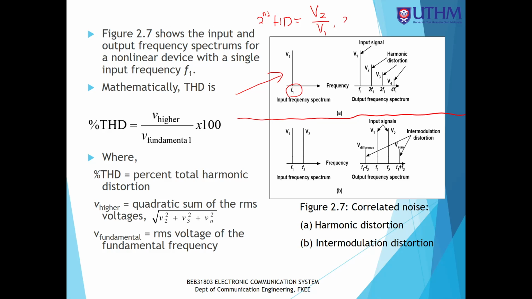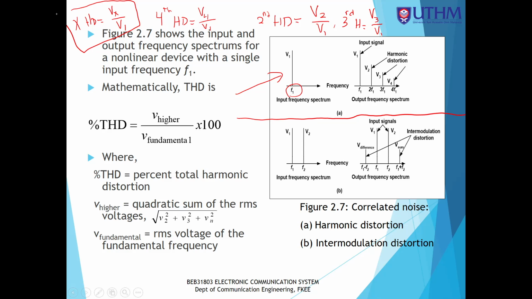So kalau 3rd order, 3rd HD is equal to V3 divided by V1. Sama juga kalau 4th order: 4th order HD is equal to V4 divided by V1. So senang cerita, dia adalah X-th HD is equal to VX divided by V1. Okay, this is how we calculate the harmonic distortions.